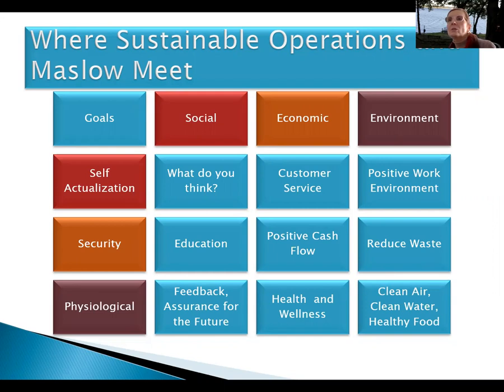And where these things cross are the boxes that you would be filling in with your team. So this is an example of the matrix that you would have made and created from your individual goals and objectives. So this is showing you where sustainable operations meet Maslow's hierarchy of needs.